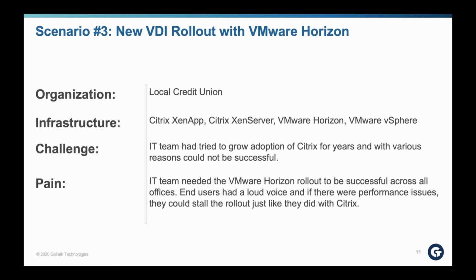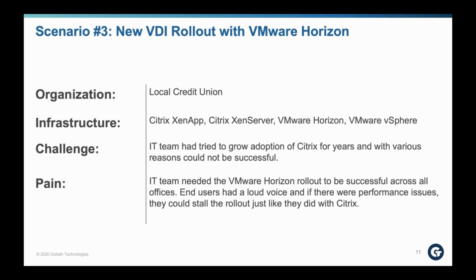The final scenario that we'd like to talk about today, we had a local credit union here in Pennsylvania, and they had a Citrix virtual apps and desktop environment as well. They were using Citrix hypervisor, and obviously they were moving to VMware Horizon, and they were going to implement a new technology to replace Citrix.